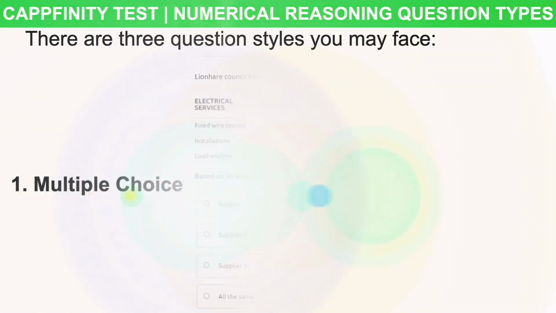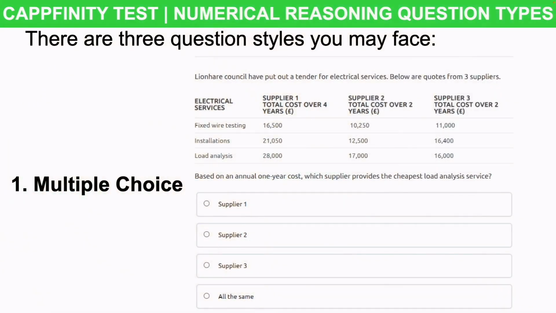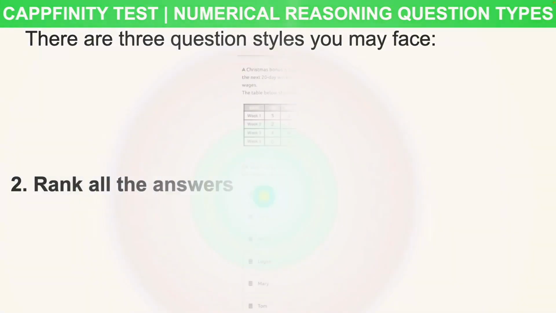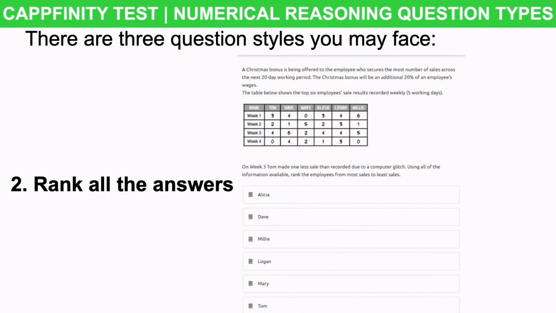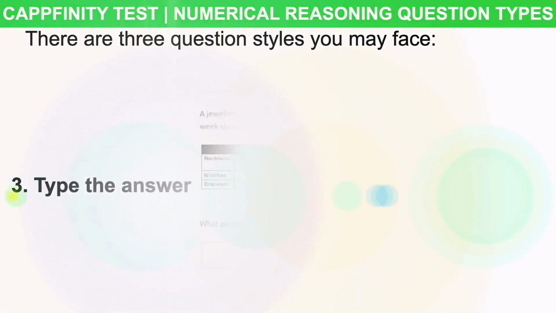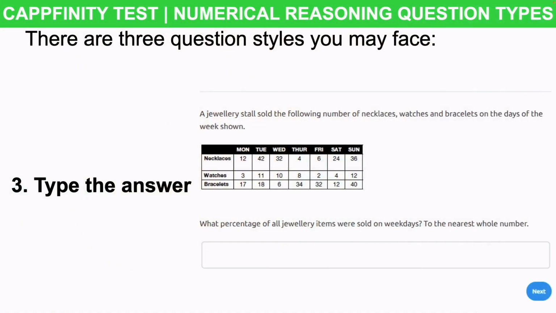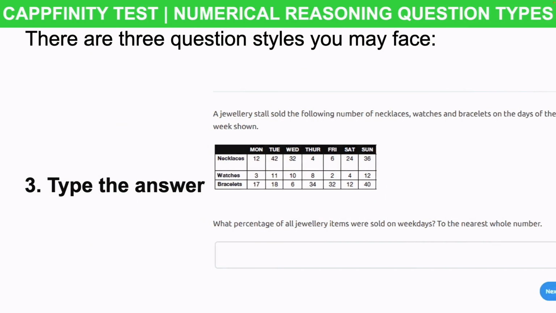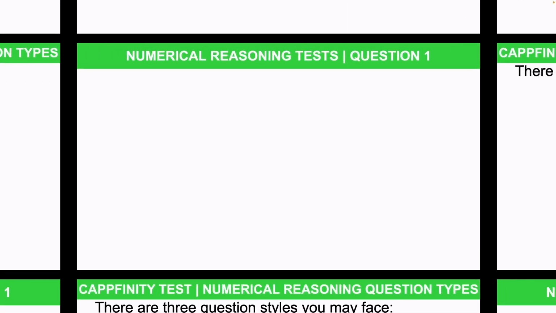The first one is multiple choice type questions. The second type is rank all of the answers. This is where you'll need to rank your answers normally from highest to lowest or lowest to highest, something like that. And finally, the third type of question that you may face is type the answer. This is where there's no multiple choice and you have to type in the correct answer exactly as it is. So let's now take a look at some practice questions for you.